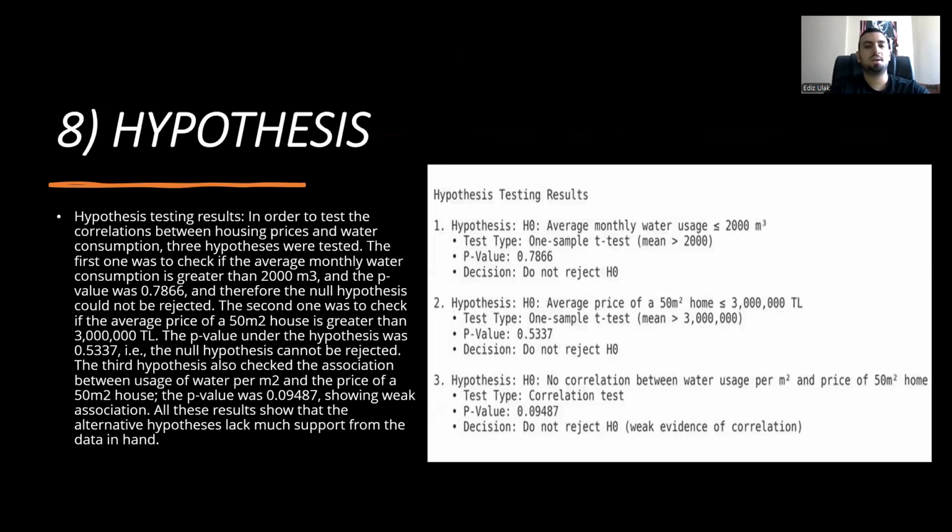Hypothesis tests to examine the link between house prices and water use. Three hypotheses were tested. The first tested if average monthly water use exists. The second tested whether the average price of a 50 meter squared house is over. The third tested the relationship between water use.